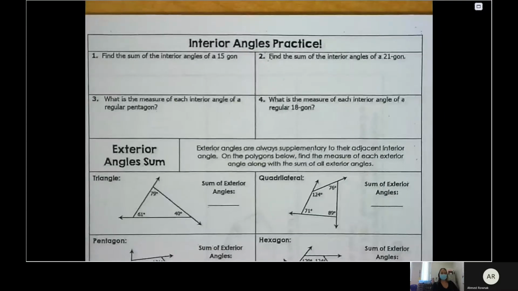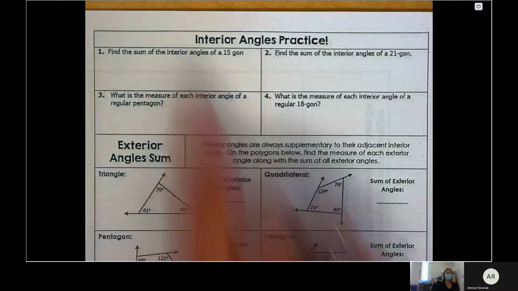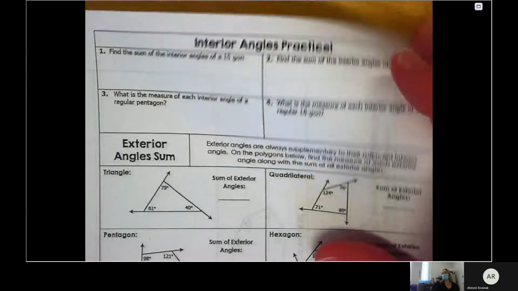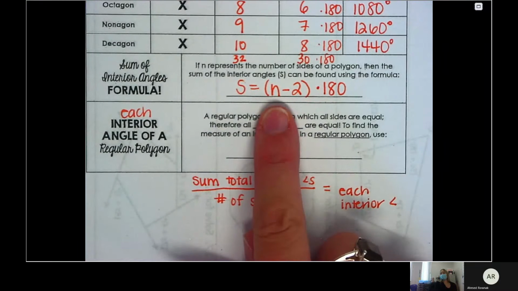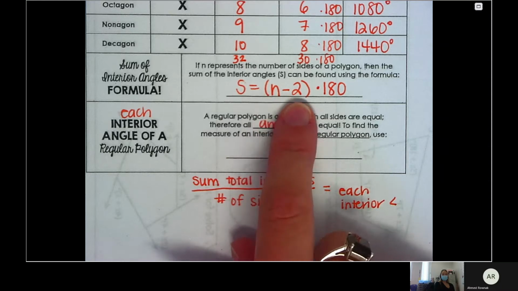So let's start at the top. Number 1. Find the sum of the interior angles of a 15-gon. The sum just means I'm looking for the total sum. So how am I going to find the total sum of a 15-gon? A 15-sided figure, right? What do I have to do? What does my formula say to do? So it says take the number of sides, subtract 2, and multiply times 180.